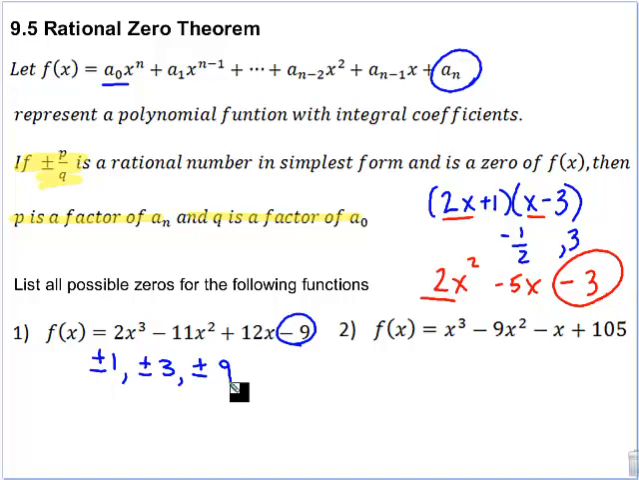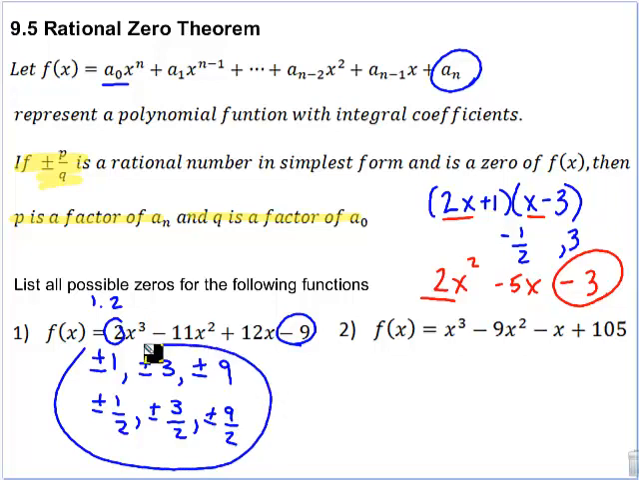Okay, what are all the factors of 2? 1 and 2, right? If we divide these all by 1, do we get any different numbers? No. Okay, so that means we're just going to divide them all by 2, which means we're just going to write plus or minus 1/2, plus or minus 3/2, and plus or minus 9/2. Those are all of our possible factors.